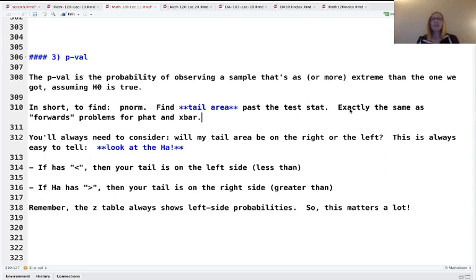Do keep in mind, it could go either way. Sometimes you'll be looking for the area of the tail on the left, and sometimes you'll be looking for the area of the tail on the right. And that's your left, that's your right. I gotta think about it, it's backwards.